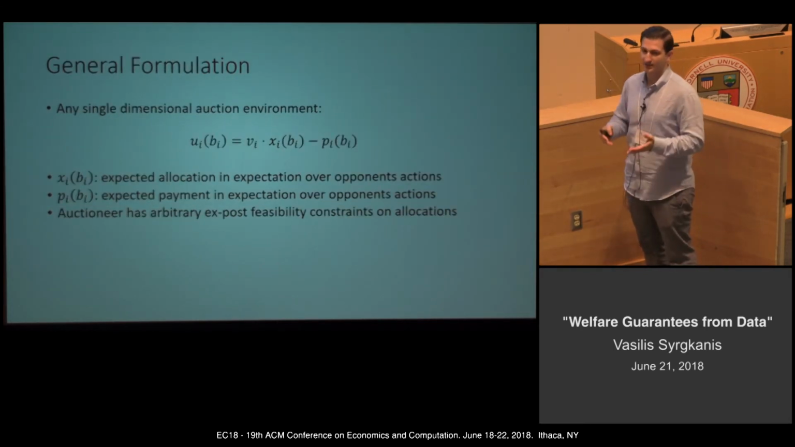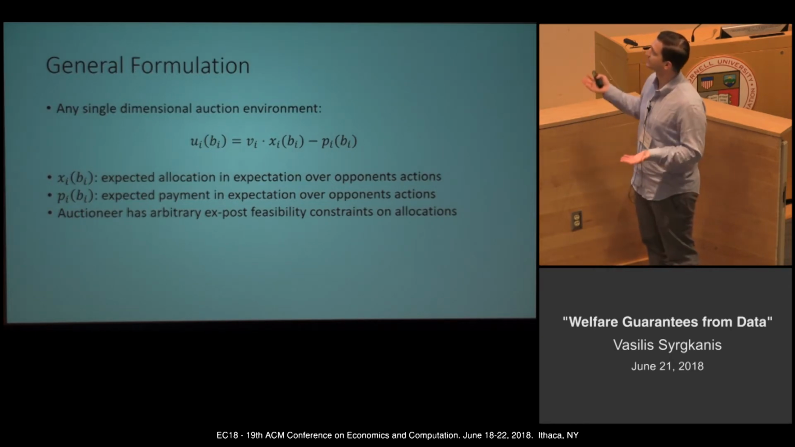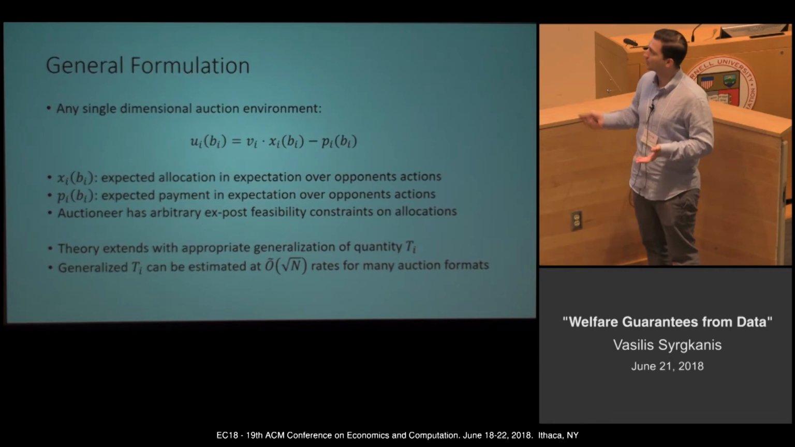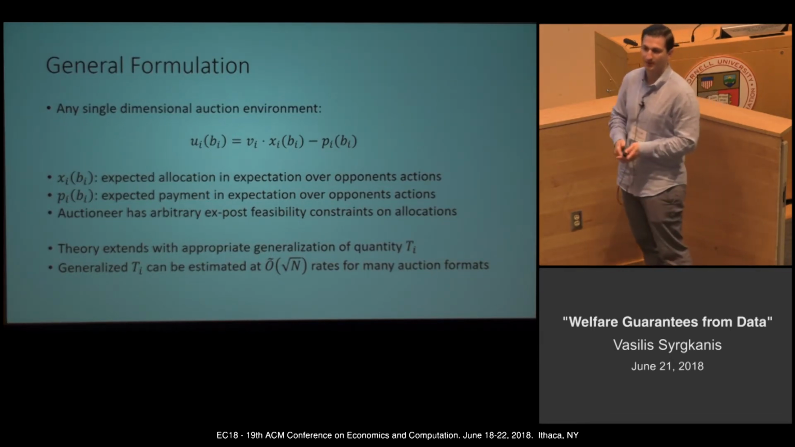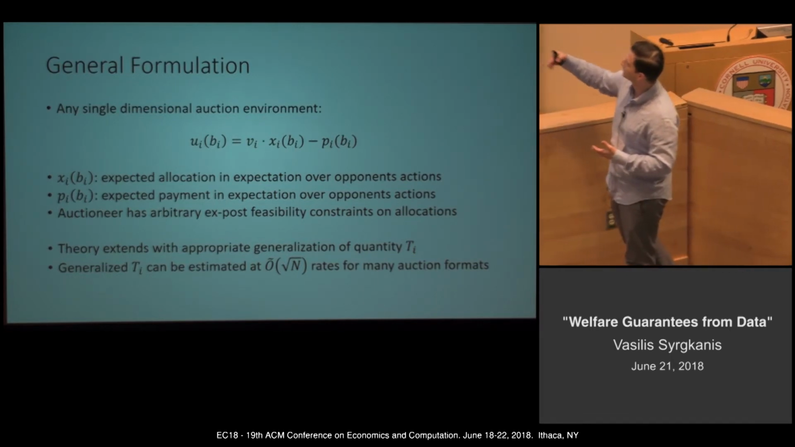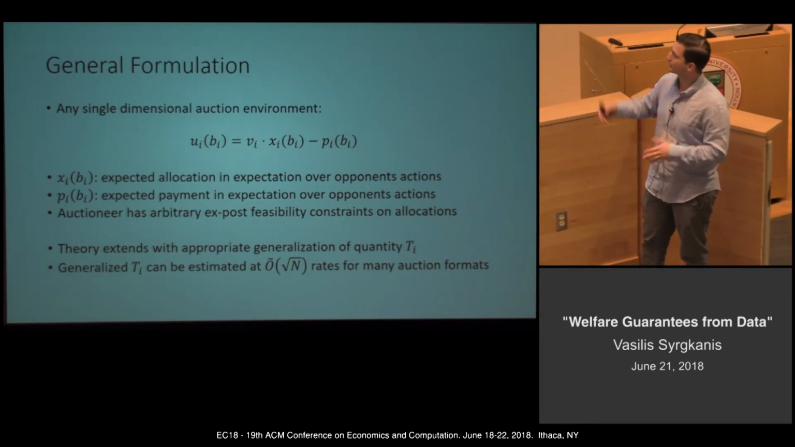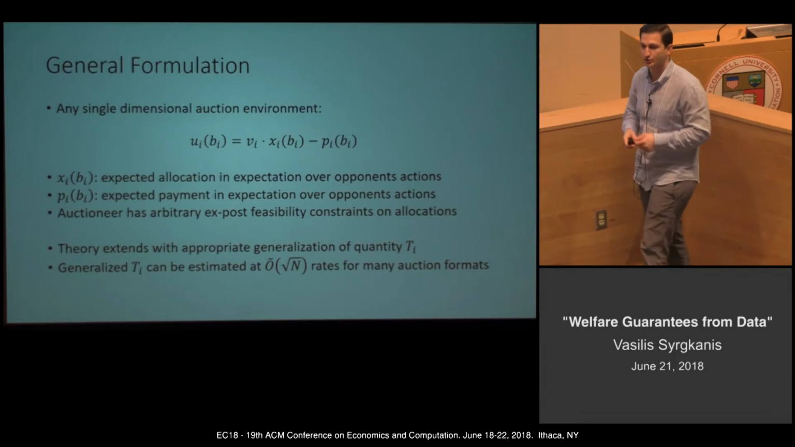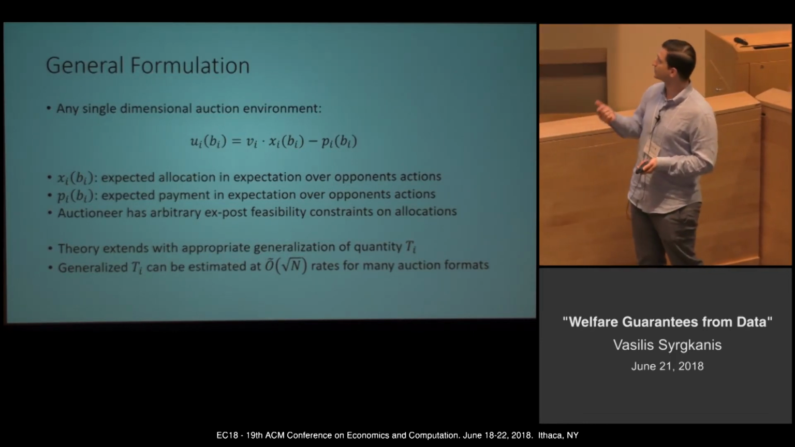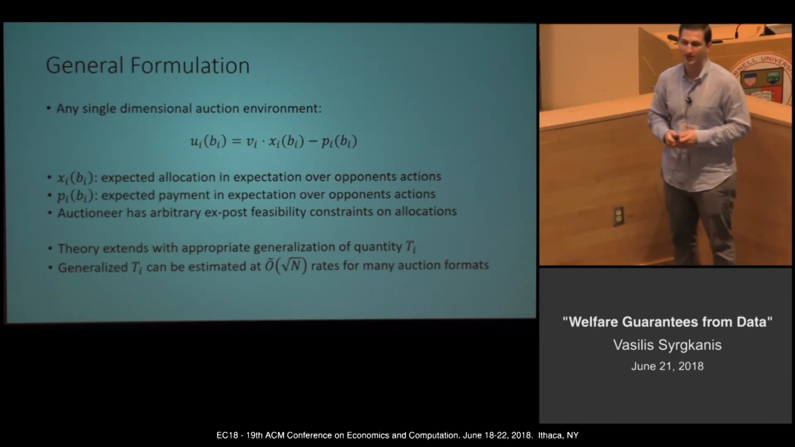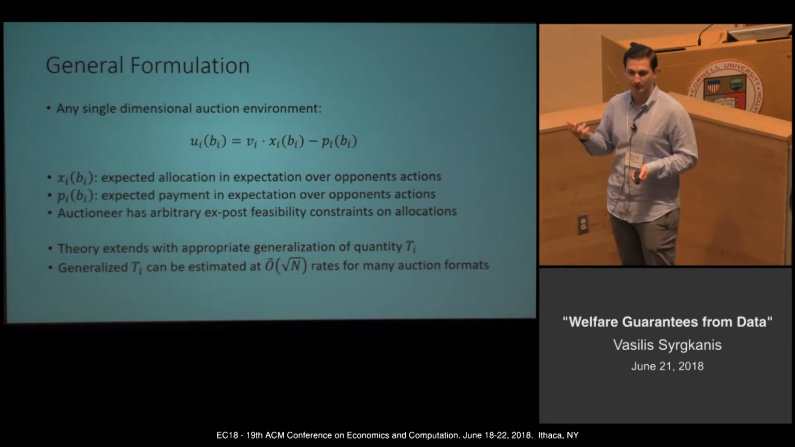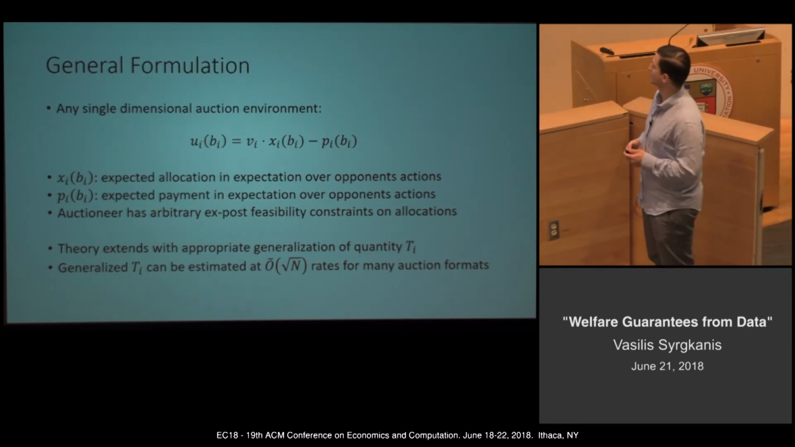This idea extends also beyond the first price auction to any single-dimensional mechanism design environment. In such environments, you have to appropriately extend this quantity Ti. It's not the expected maximum other bid, but it's an appropriately defined quantity. And we also saw in this work that this generalized quantity can also be estimated from data at order tilde root n rates for many auction formats that are used in practice, like the generalized second price auction.